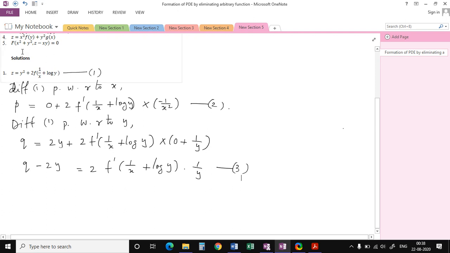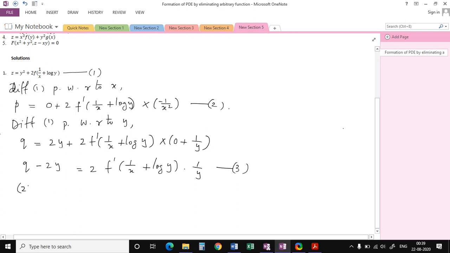So now we can see that in equation number 1 there is one arbitrary function f. Now in equation number 2 and 3 there is f dash, which is also an arbitrary function. So for obtaining the required partial differential equation, we have to eliminate these arbitrary functions. So if you divide equation number 2 by equation number 3, you can eliminate the function f dash. So then I will divide equation number 2 by equation number 3 now.